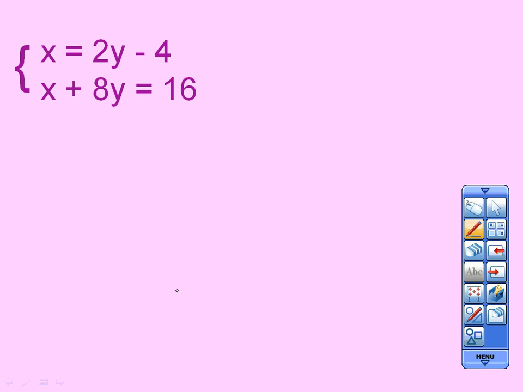And now divide by 10. Y equals 2. Okay, now which one do I want to put back in? First one. So x equals 2 times 2 minus 4. So x equals 4 minus 4. So x equals 0.